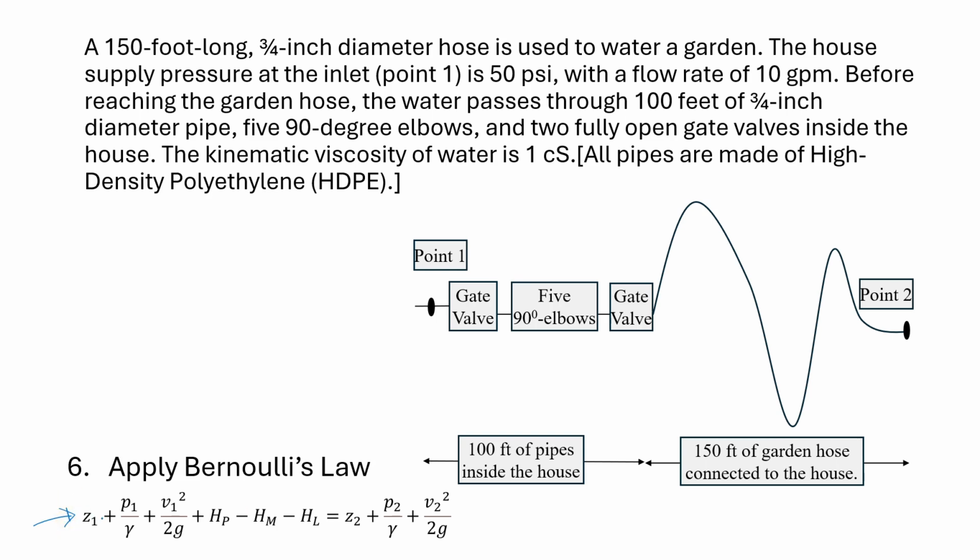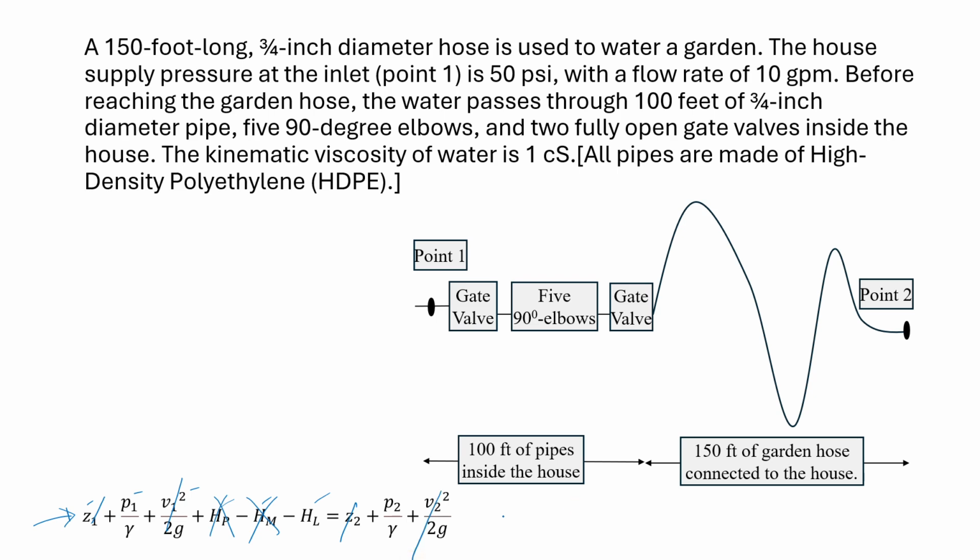So all the energy at point 1, in terms of elevation energy, pressure energy, velocity head, if there is any pump adding any energy to it, any motor taking the energy, and the losses. We don't have any pump or motor here. There is no elevation energy because they're sitting at the same elevation, so Z1 and Z2 are the same. Also, they're the same pipe size, so there is no velocity head either.